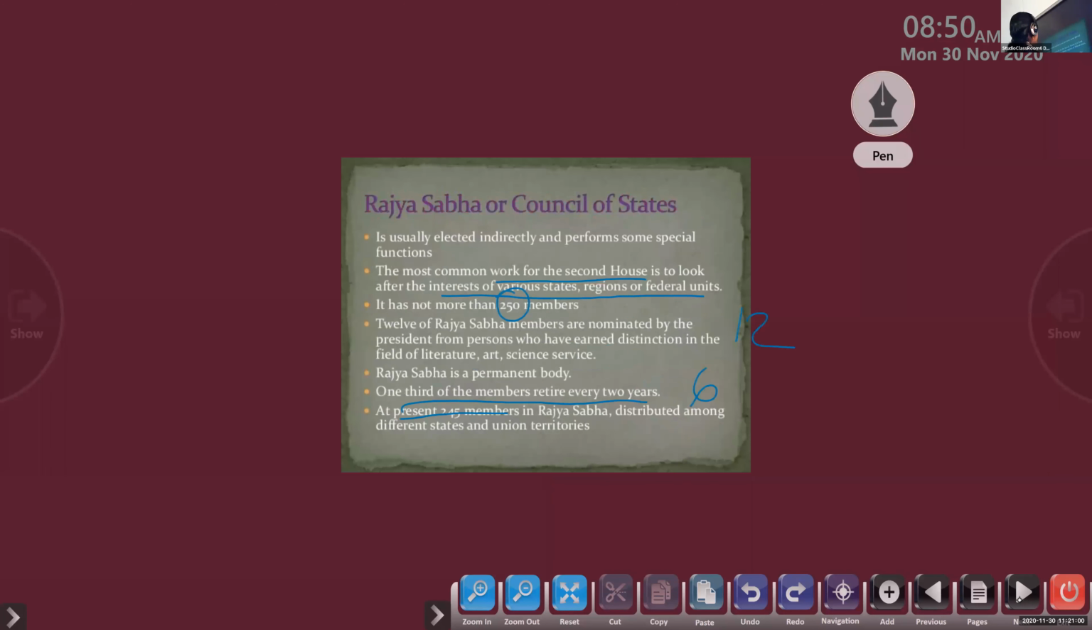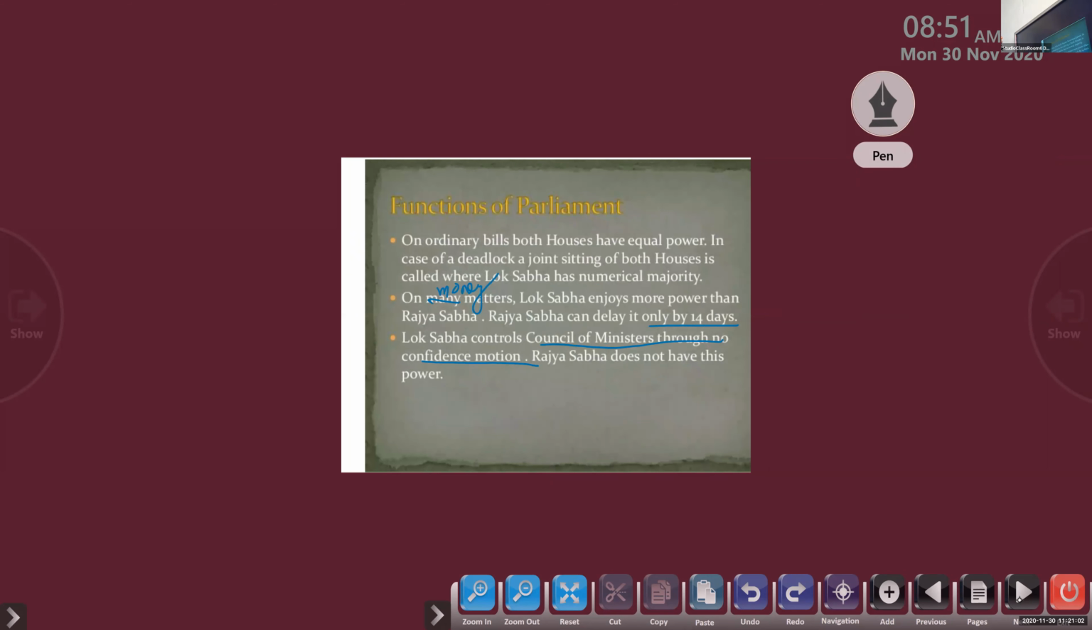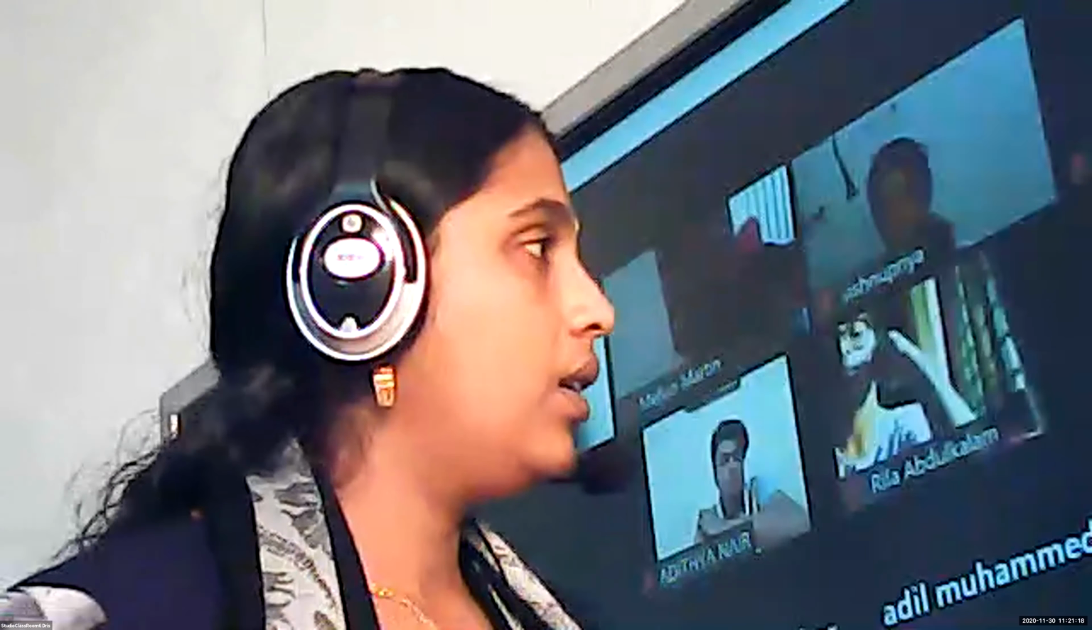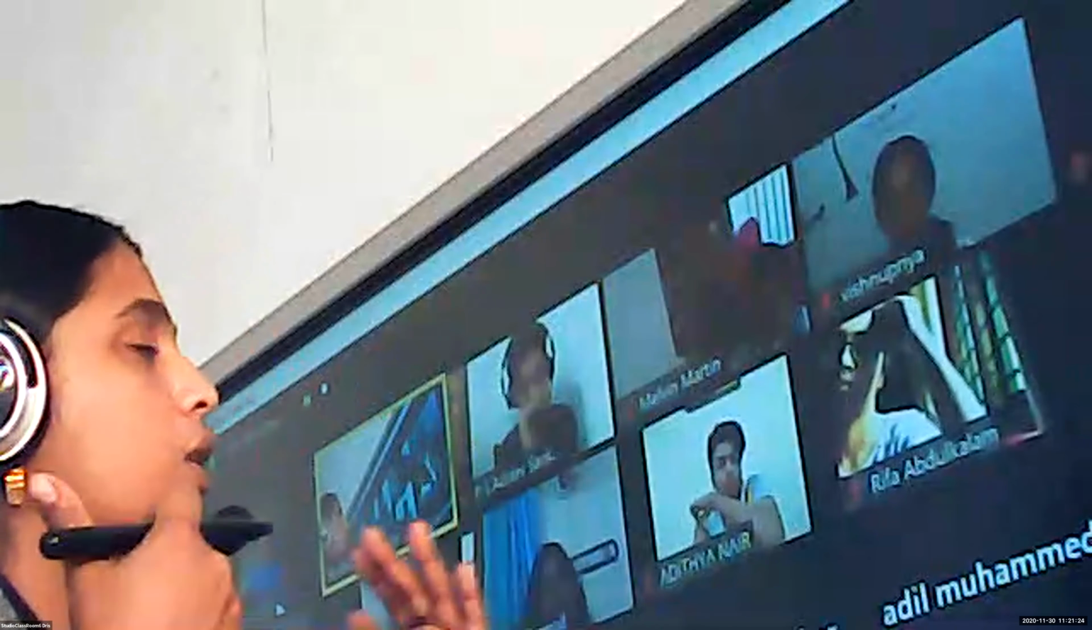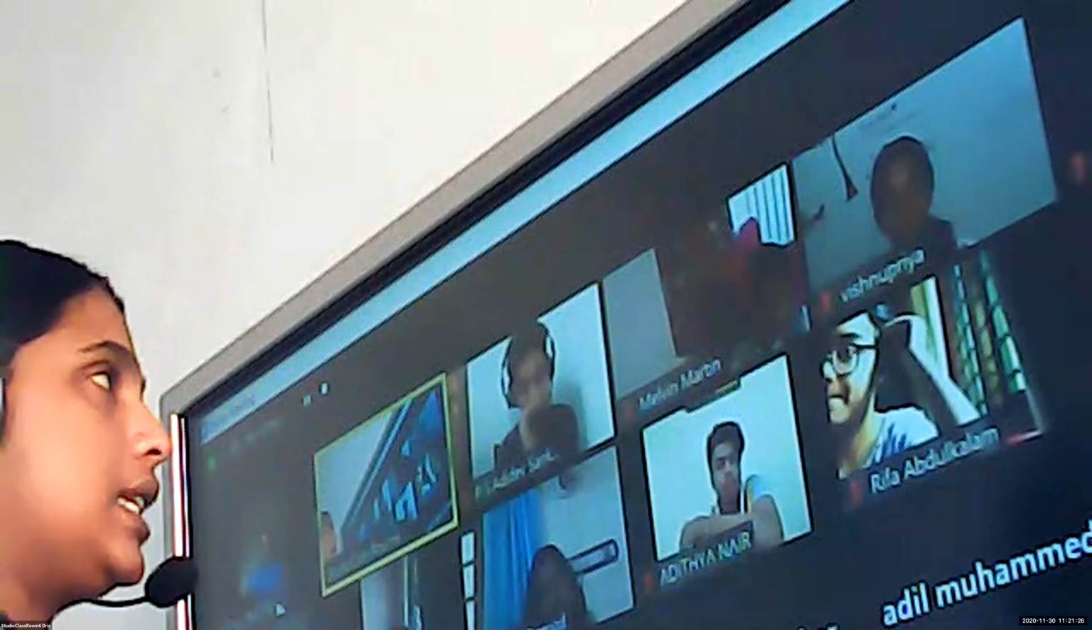Then coming to the functions of Parliament, on ordinary bills, both the houses have equal power. But in money matters, Lok Sabha enjoys more power than Rajya Sabha. And Lok Sabha controls the Council of Ministers through the non-confidence motion. Clear? Yes, ma'am.